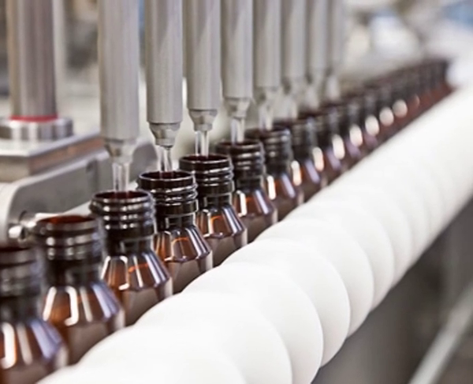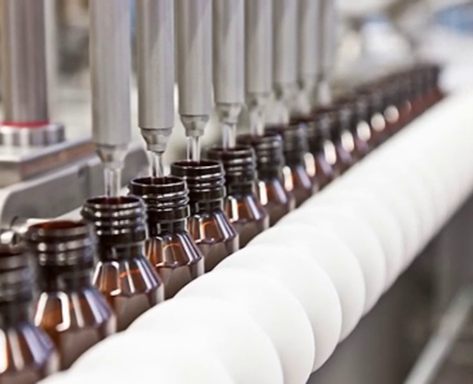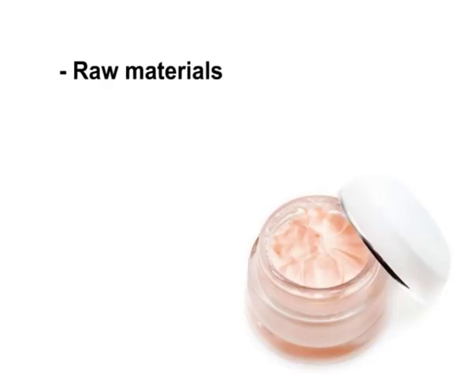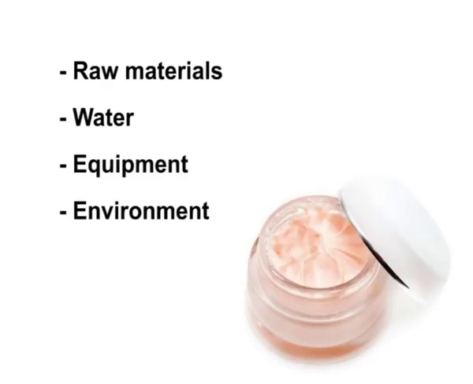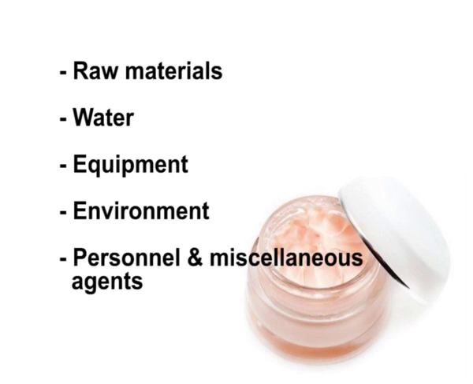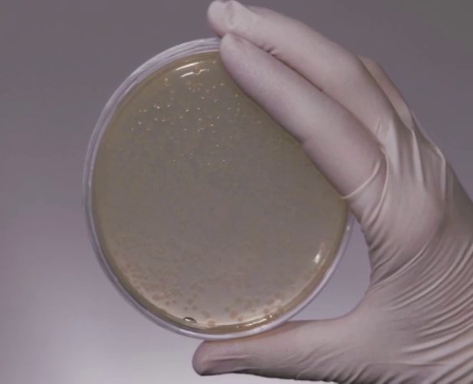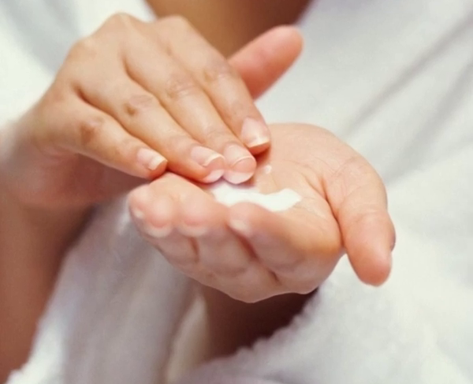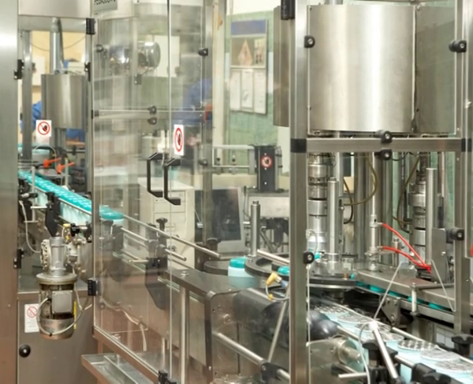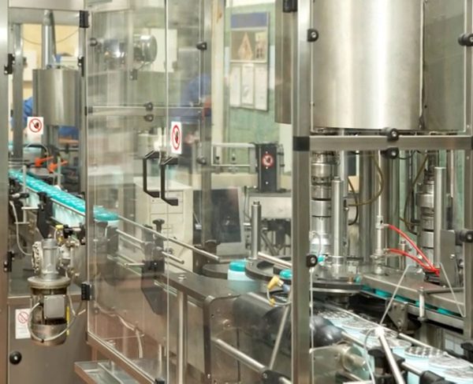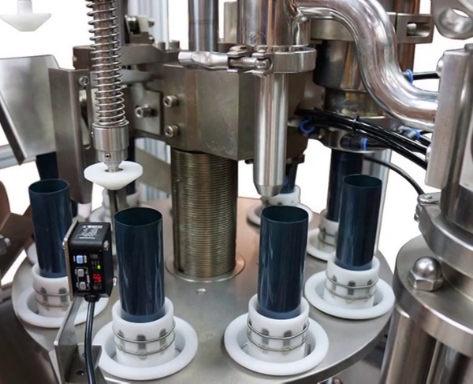Module 2 shall consist of sources of contamination and their prevention. There are several sources of contamination in cosmetics which may vary and occur during processing, filling, and packaging, namely raw materials, water, equipment, environment, personnel, and miscellaneous agents. Microbial contamination may occur during the development or production of a cosmetic or during its use. It may also arise from poor sanitation and improper cleaning of working space and equipments.